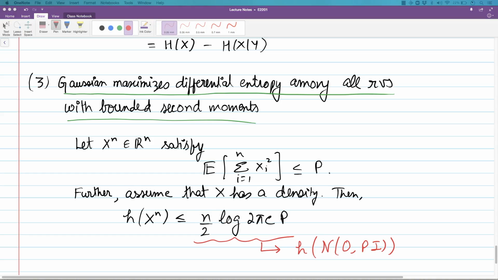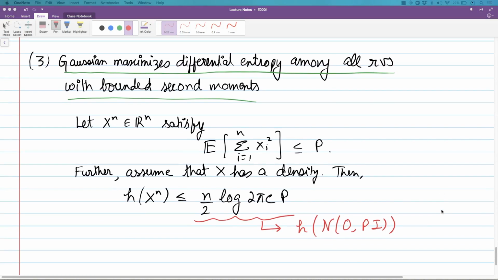So this is the result. As we'll soon see in the next lecture, this will be very useful for proving the capacity theorem and is of independent interest. Easy to remember: just like uniform distribution maximizes entropy, geometric distribution maximizes entropy under first moment constraint. Gaussian distribution maximizes differential entropy under second moment constraint.